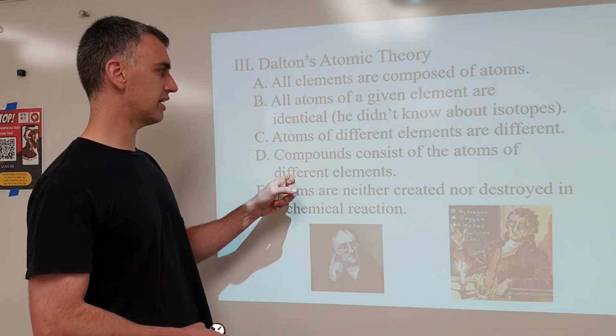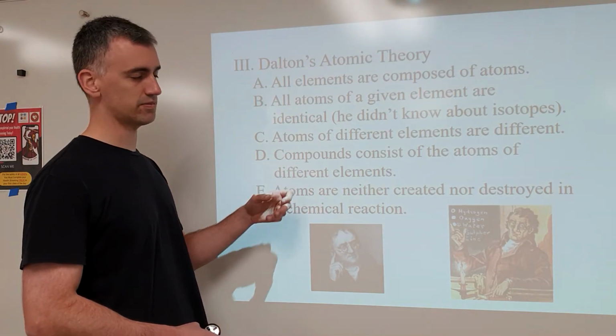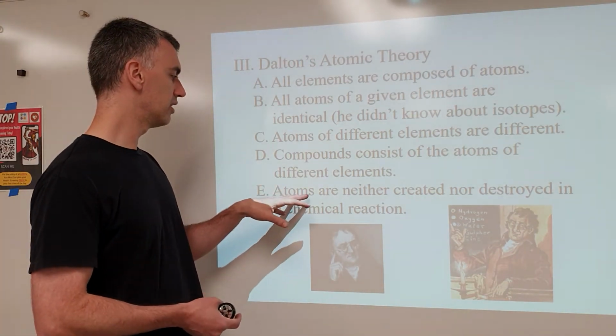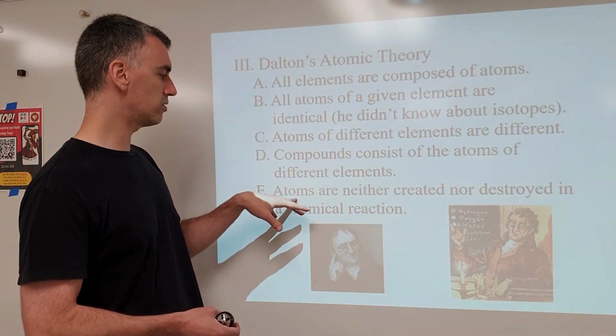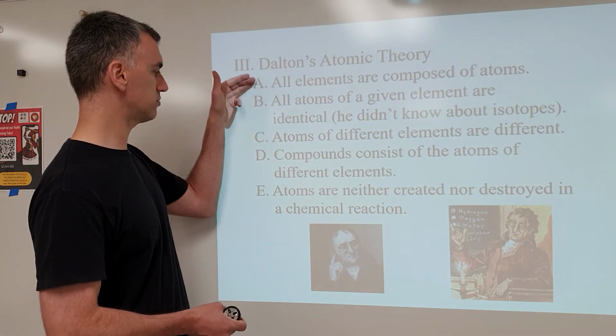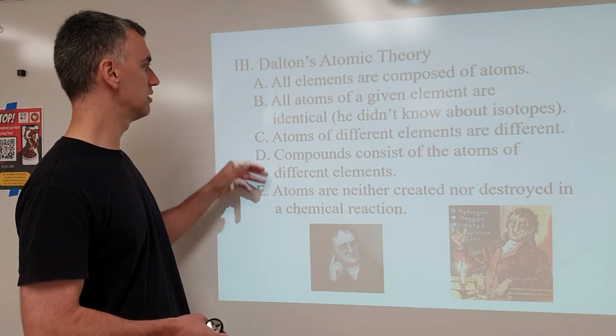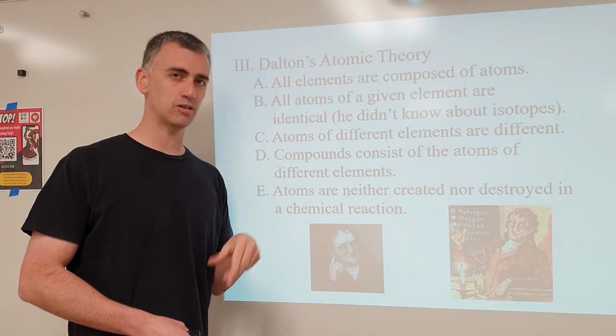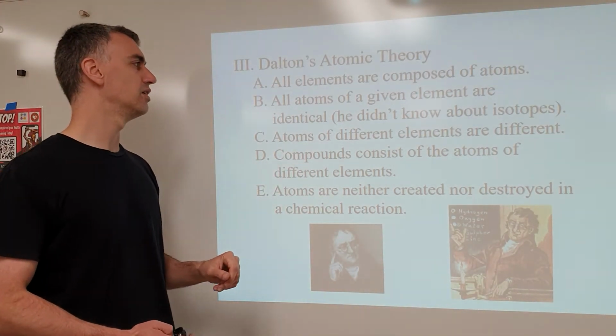Compounds consist of the atoms of different elements. In other words, if it's a compound, then there are different kinds of atoms stuck together. And atoms are neither created nor destroyed in a chemical reaction. So these ones are completely correct. This one's partially correct. He didn't know about isotopes. You probably don't know what an isotope is either, but you'll find out about that in the future notes.